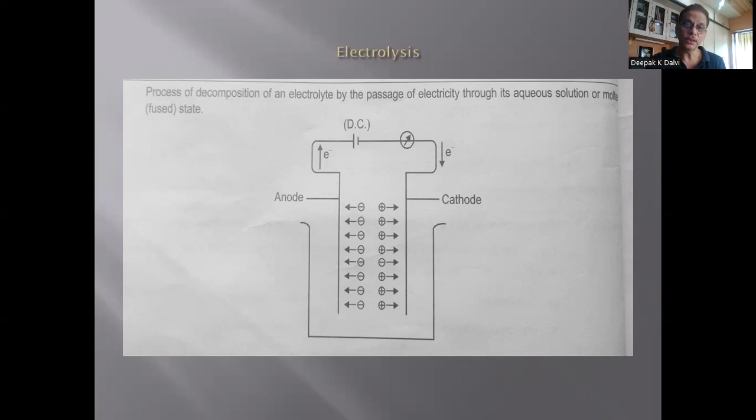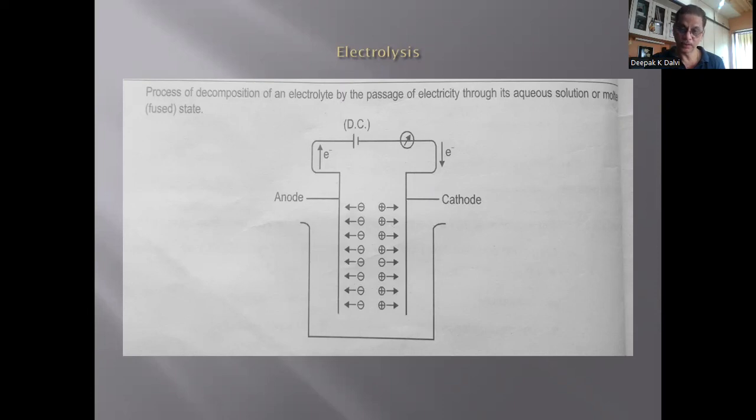The electrode that is connected to the positive of the battery is called the anode, and the electrode that is connected to the negative of the battery is called the cathode. So this is positively charged, this is negatively charged. And now there is the electrolytic solution, which is in the form of an acid, base, or salt. Now when the electric current is passed in this solution, what happens?